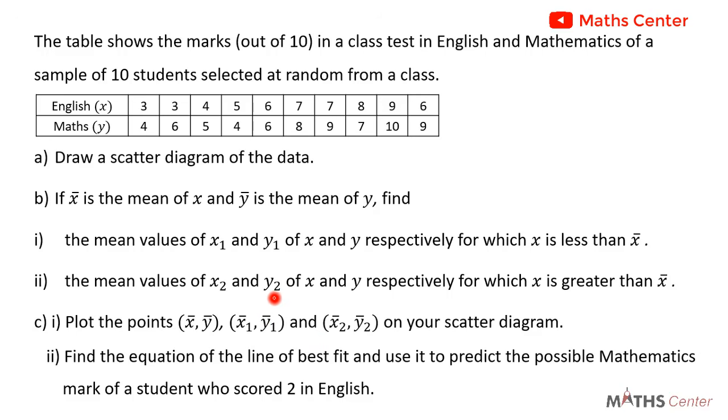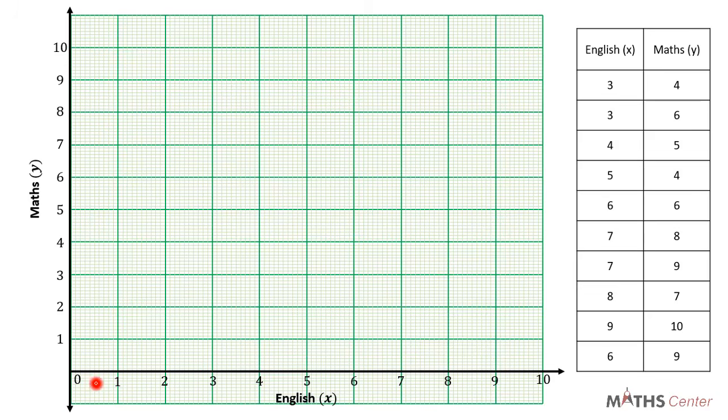So here you can clearly see we are going to use the semi-averages method, because the question says you should plot x mean, y mean, x1 mean, y1 mean, x2 mean, and y2 mean. So you find all these 3 points and then you plot them on the scatter diagram. Then you draw the line of best fit through it. Let's begin with the first part of the question, which is to draw a scatter diagram for the data. Here we have not been given a scale, so you have to choose an appropriate scale. The English scores will be on the x-axis and the mathematics scores will be on the y-axis. I'm using a scale of 2 centimeters to 1 unit on both axes.